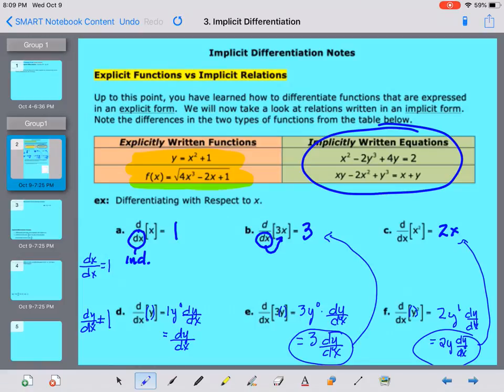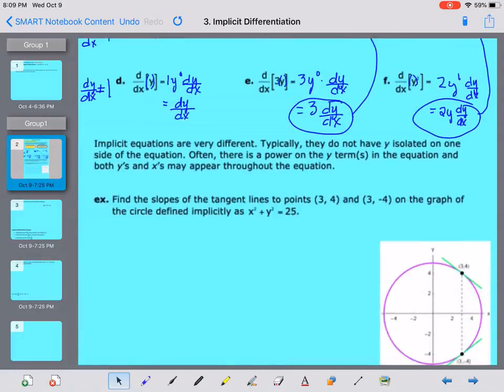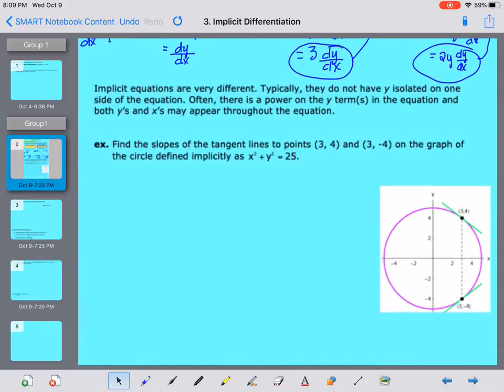Okay, so let's look at an example that we would actually do this in. Implicit functions are just a little bit different than our regular functions, and in fact, most of our implicit equations aren't functions to begin with. Again, they're not isolated for y. We have x's and y's on both sides of the equation, and so we take the derivative a little bit differently with the use of the chain rule.